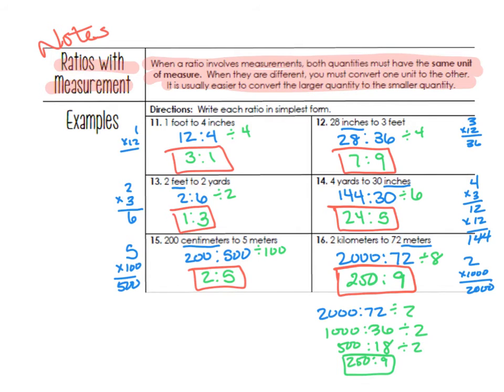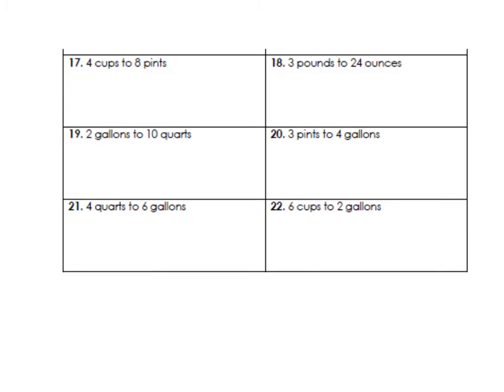Let's do some more. Here is 6 more. If you want to try and do it on your own, pause the video, do it on your paper, and then come back and see how you did. Let's start with number 17, 4 cups to 8 pints.